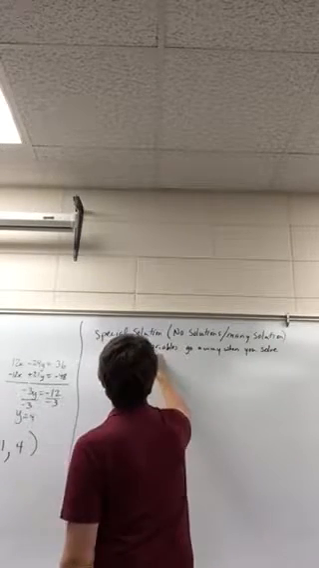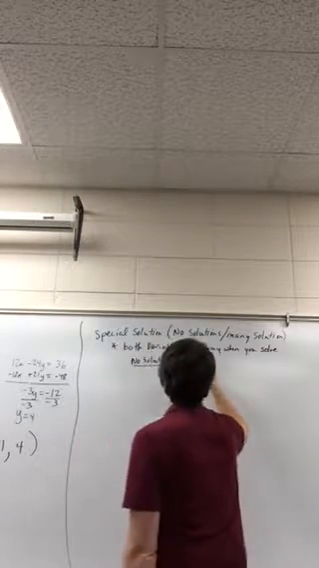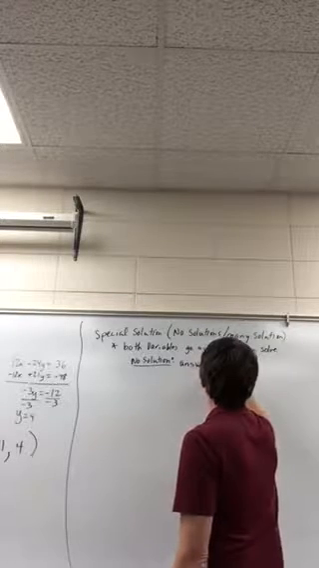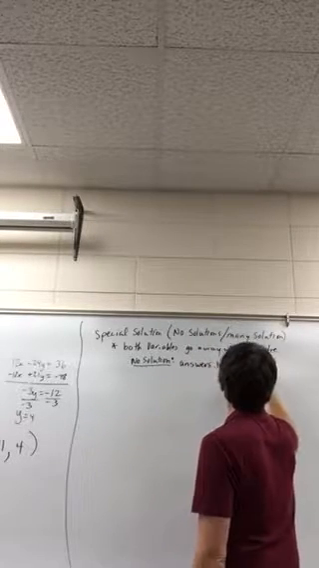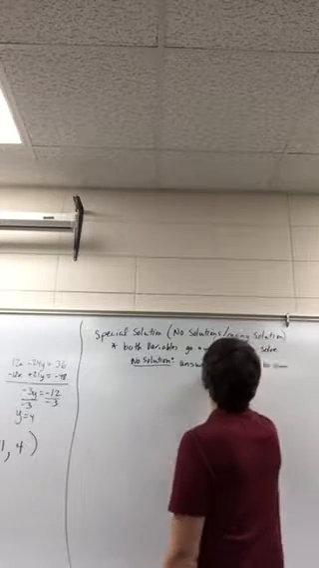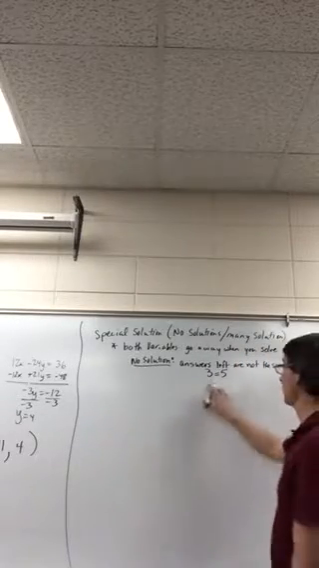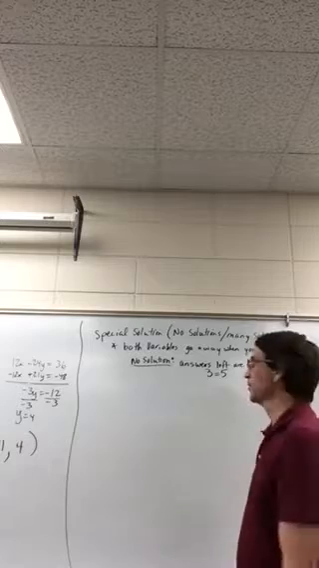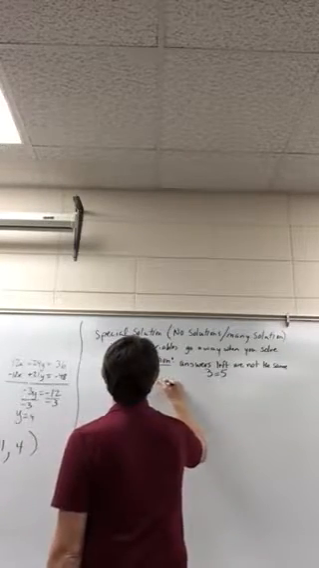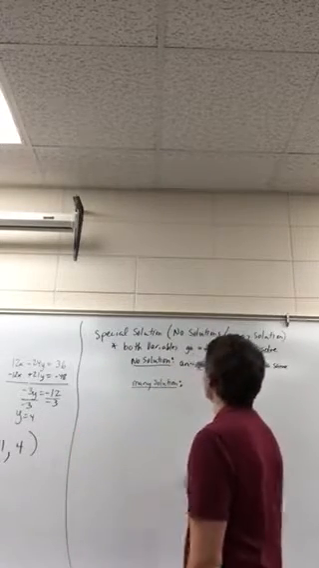Now, no solution is when both variables go away and the answers left are not the same. In other words, you might end up with something like 3 equals 5, or 0 equals 5, where the two numbers on the two sides aren't going to be the same thing. Or a many solution, and both of these you have to write the words down at the end.